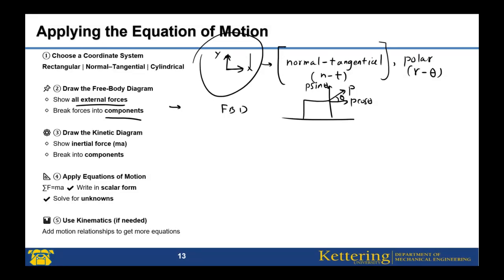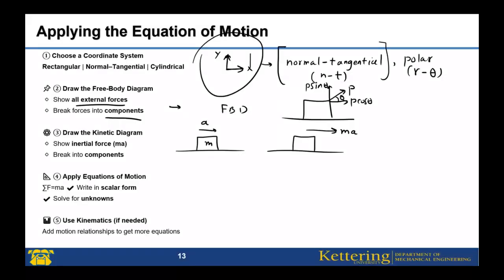The next step, draw the kinetic diagram. For example, this box is moving with an acceleration of a. To show the kinetic diagram, we just draw this vector, which is ma, mass multiplied by acceleration.